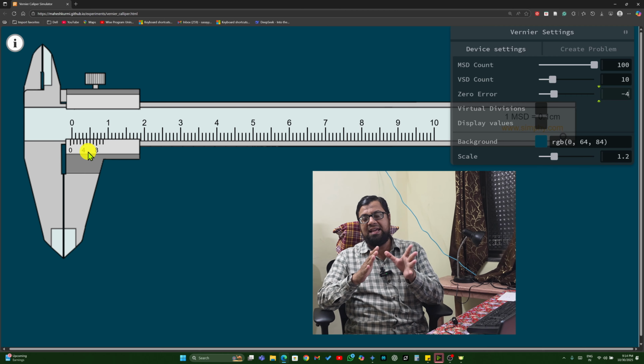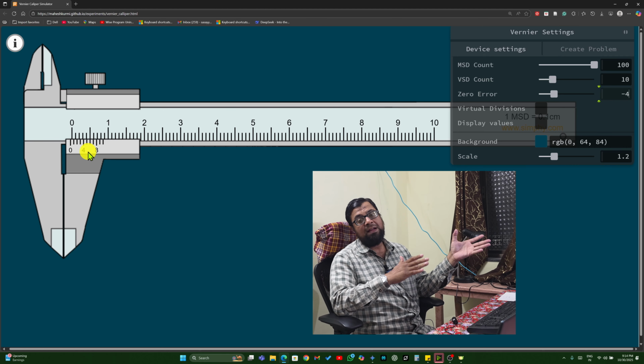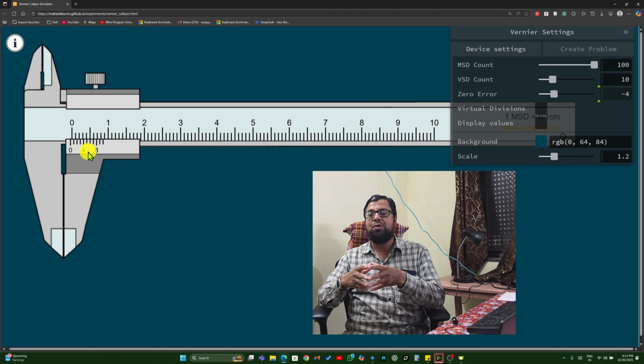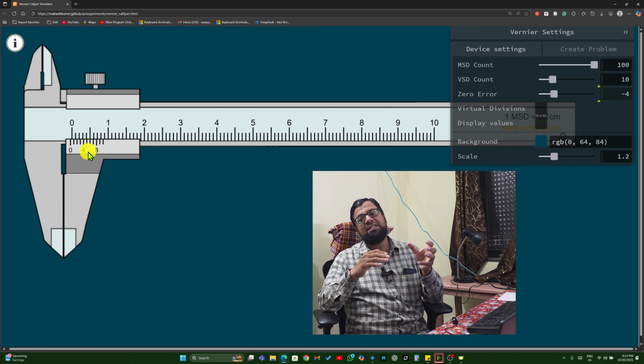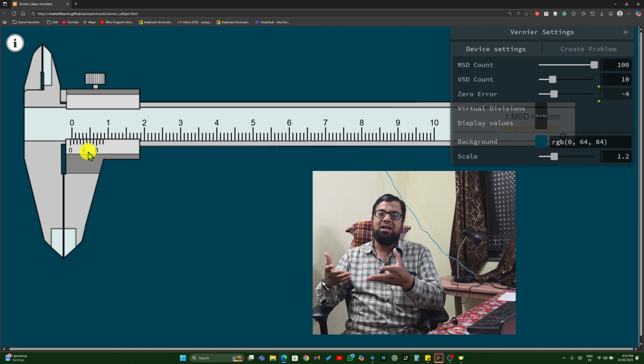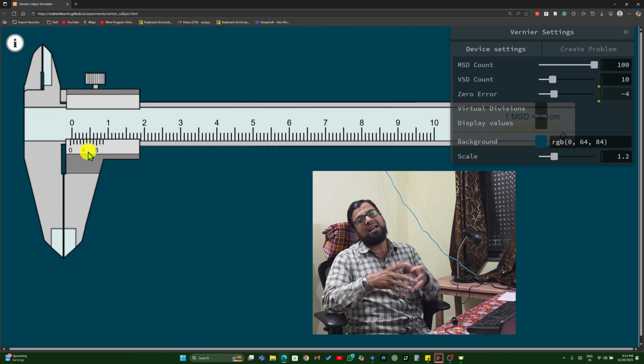Now whenever we take any reading, if there is any zero error initially, then we have to subtract this zero error. If you subtract this zero error, then this quantity, minus 0.04 centimeter, will actually be added to the total reading, because there will be a minus and a minus, two times. Subtracting the negative means it is as good as adding.